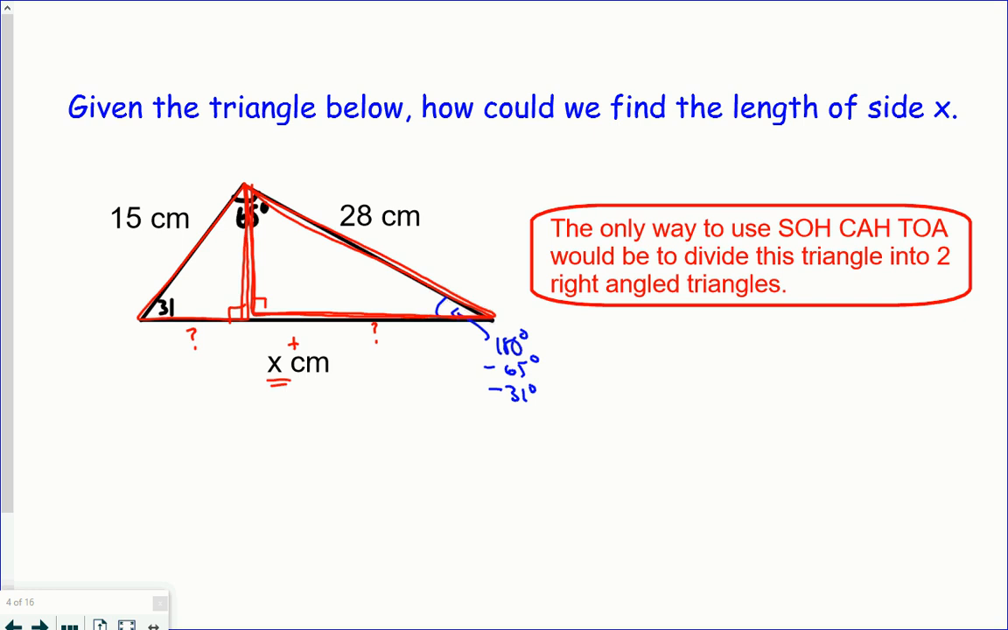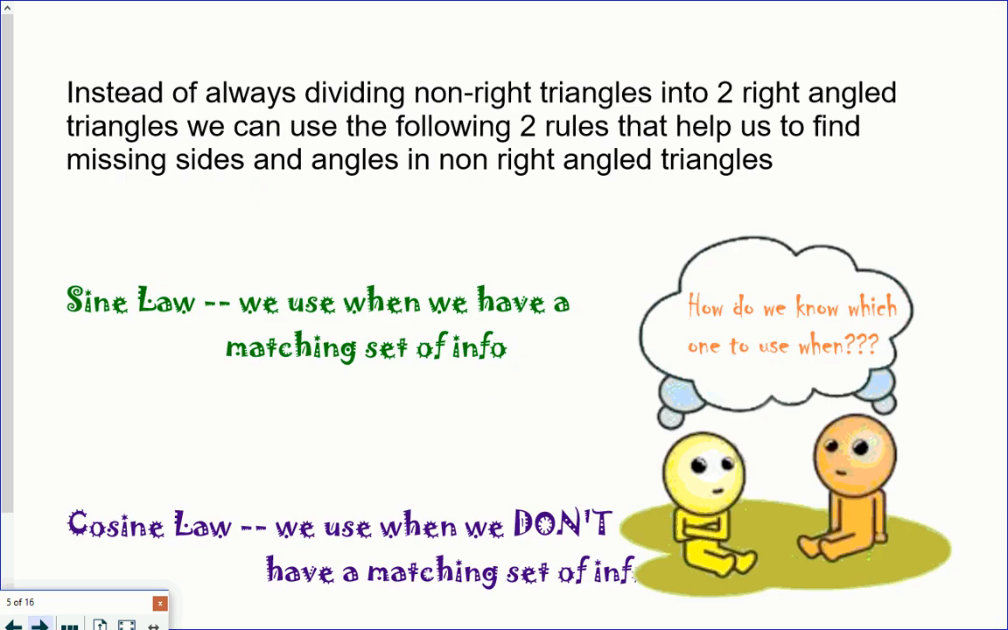What I'm going to show you now is how to do this question in one step without using SOHCAHTOA. Instead of always dividing non-right triangles into two right angle triangles, we can use the following two rules that help us find missing sides and angles in non-right angle triangles. One's called the sine law, the other one's called the cosine law. There is no tan law, don't worry about that, there's just these two.